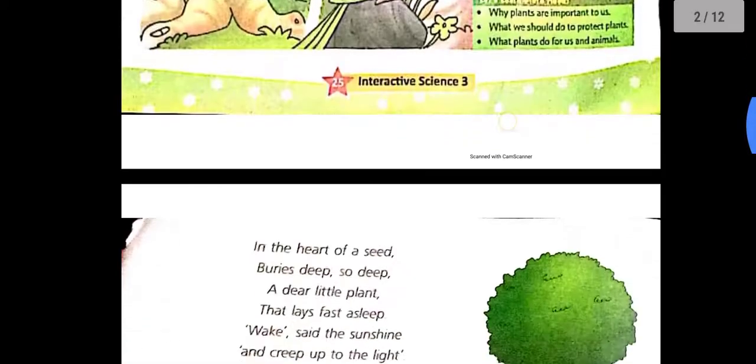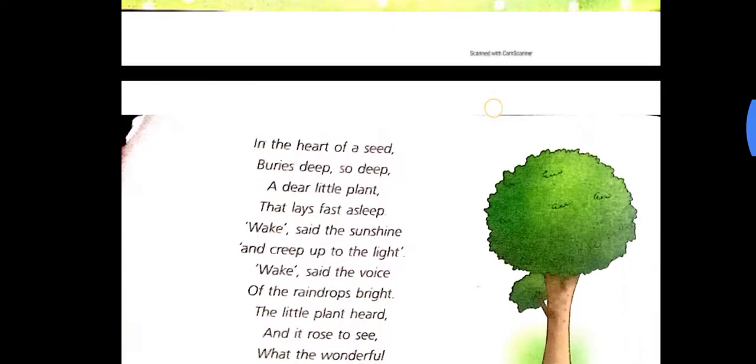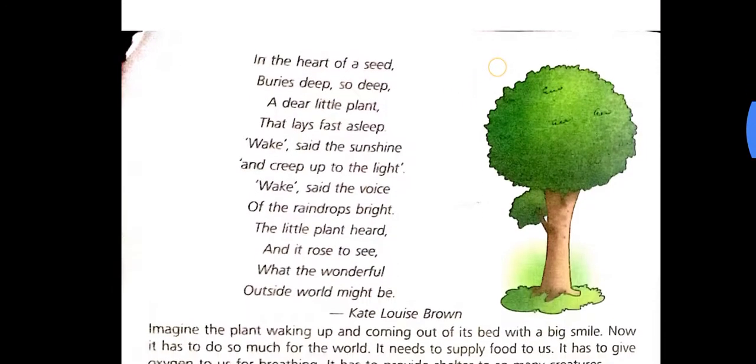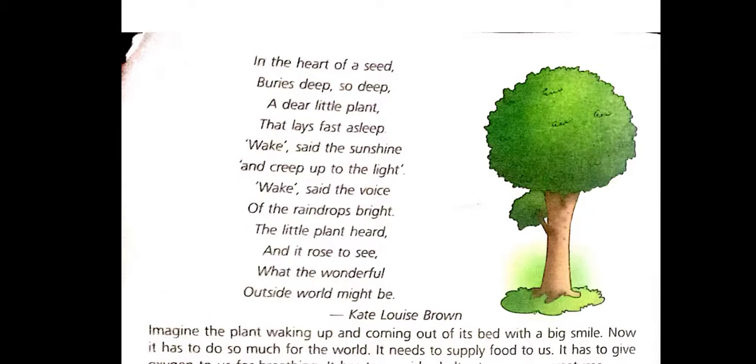So let's see, here one small poem is given, written by Kate Lewis Brown. It is about the small plant. What does the poet want to tell? Let's see. Let's read the poem.